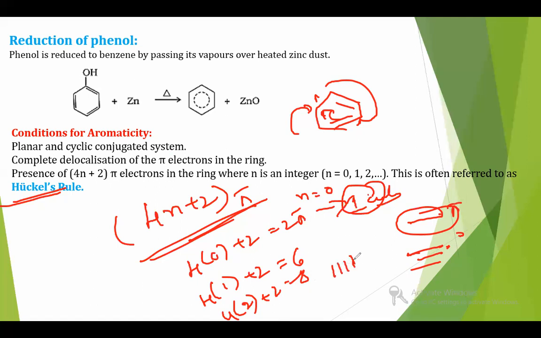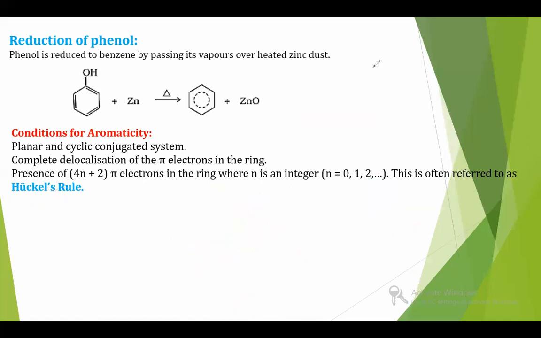So to show aromaticity, it should follow Huckel's rule. 4n plus 2 pi electrons is called Huckel's rule. That is the condition for aromaticity. The compounds which follow Huckel's rule are aromatic compounds. Now we will see the difference between aromatic and non-aromatic compounds.